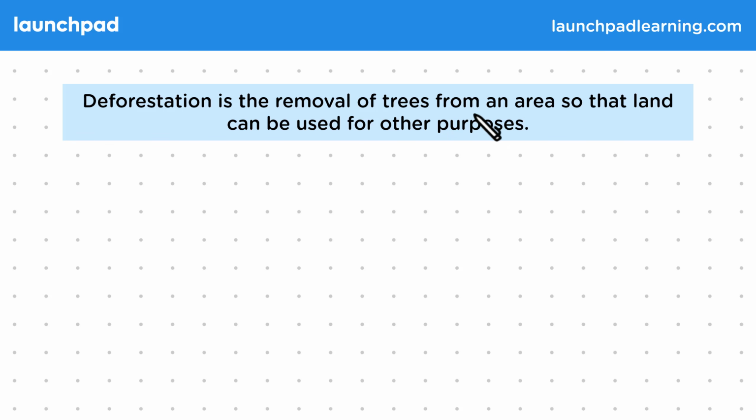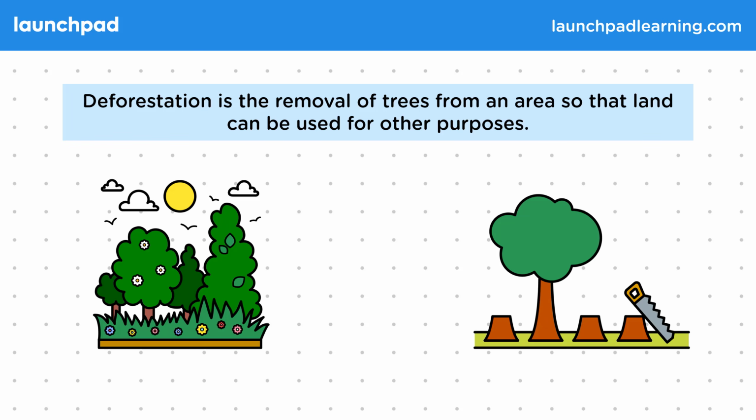Deforestation is the removal of trees from an area so that land can be used for other purposes. An increasing human population has increased the need for more land. But what is the land used for?